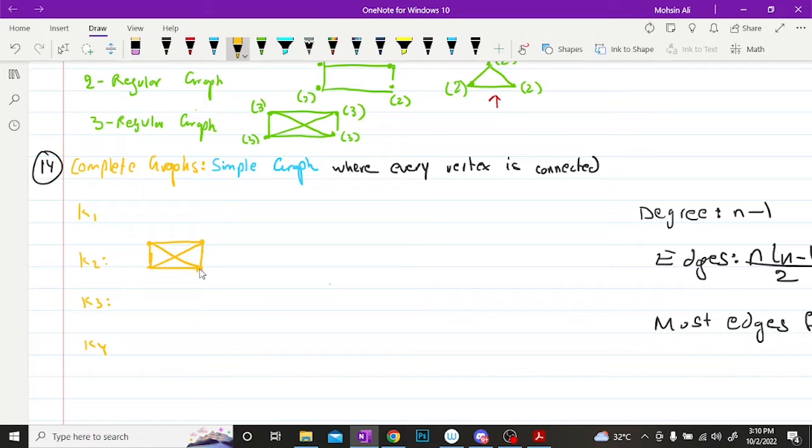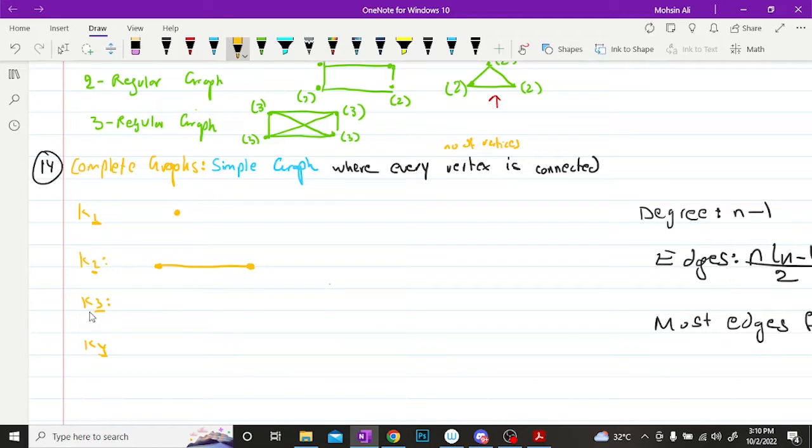Now notice, I am talking about every vertex being connected to each other, and I made a small mistake. The graph of K of 2 is going to be just a simple line, because the complete graph's n denotes how many vertices you're going to have. So in K of 1, that's just going to be a dot.